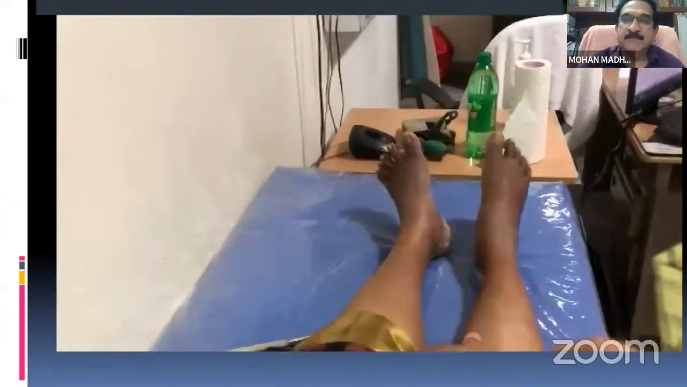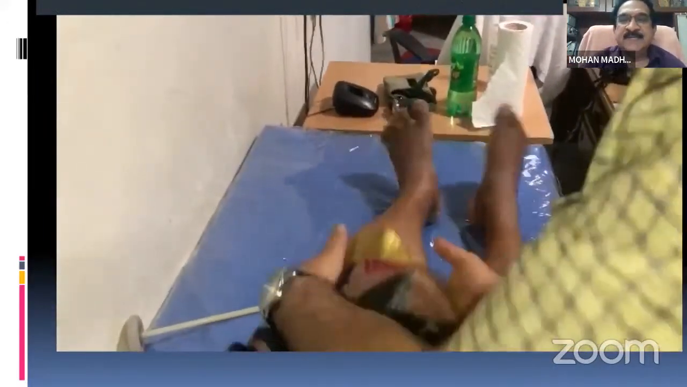This is the posterior as well as the anterior compartment. Now, on examination, the findings were confined to the lower limb; I'll only concentrate on the lower limb. He was keeping his limb rigid, so I could not assess his tone.